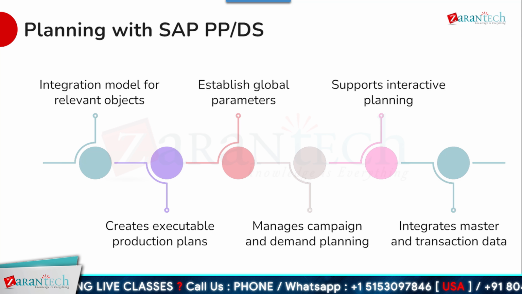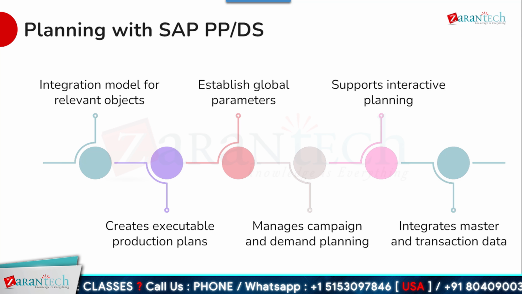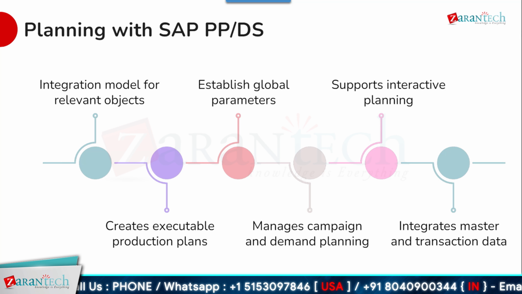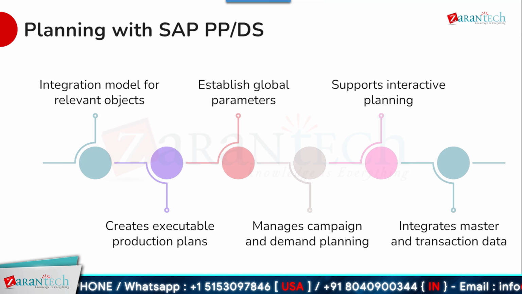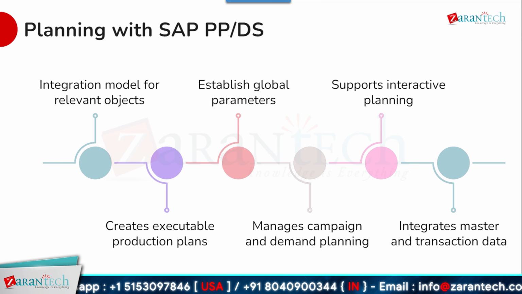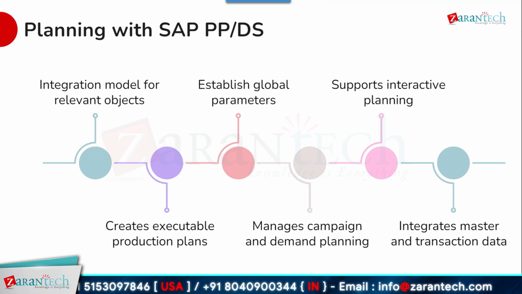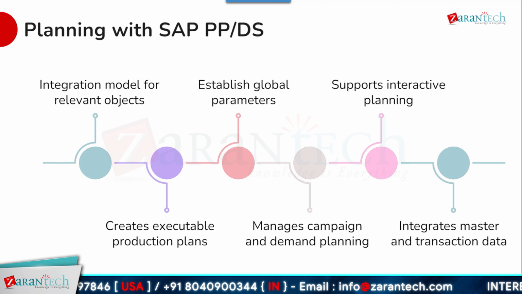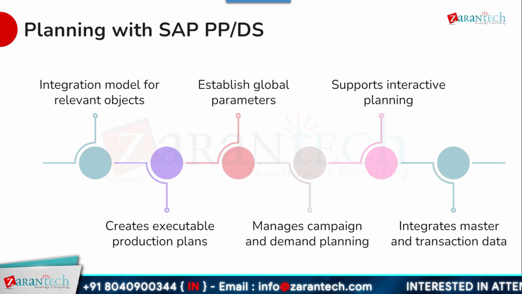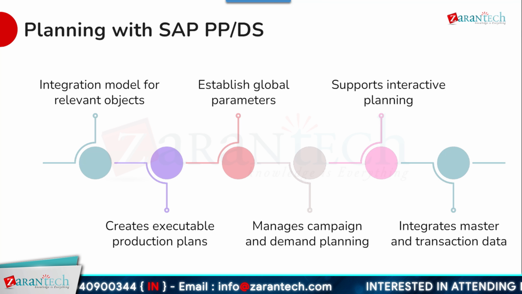So, planning with SAP PPDS involves several steps. First, an integration model is created to map relevant objects such as materials, resources, and operations. Then, SAP PPDS generates executable production plans based on demand requirements, resource availability, and scheduling constraints. It supports campaign planning to optimize production runs for similar products.